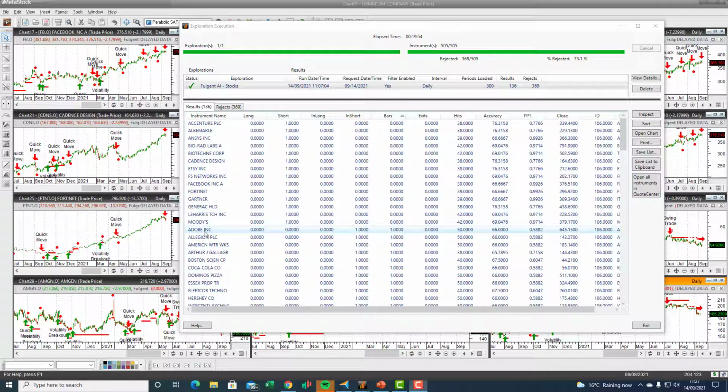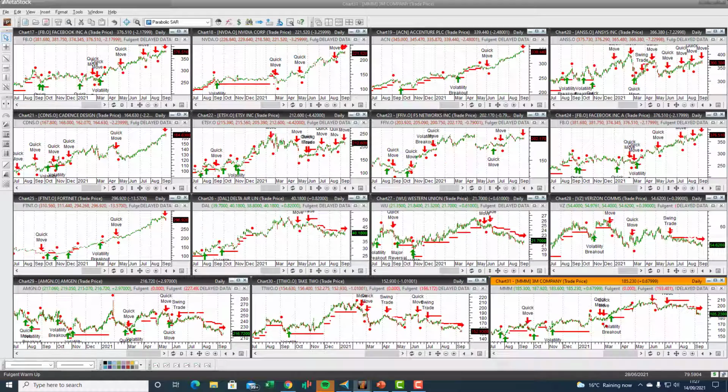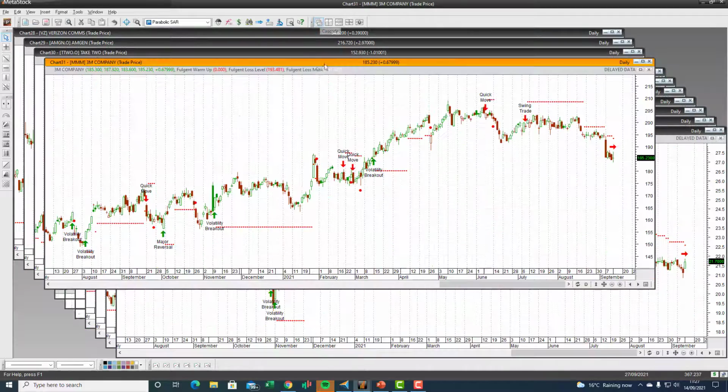L3 Harris, Moody's, Adobe. Now Adobe is still in a short for 1 day. Allegion, Arthur Boston Scientific, Coca-Cola, Domino's Pizza. These are all generating high frequency, quick short selling trade ideas. So let's go and revisit some of them quickly. We've got Facebook up here. Let's start with Facebook.